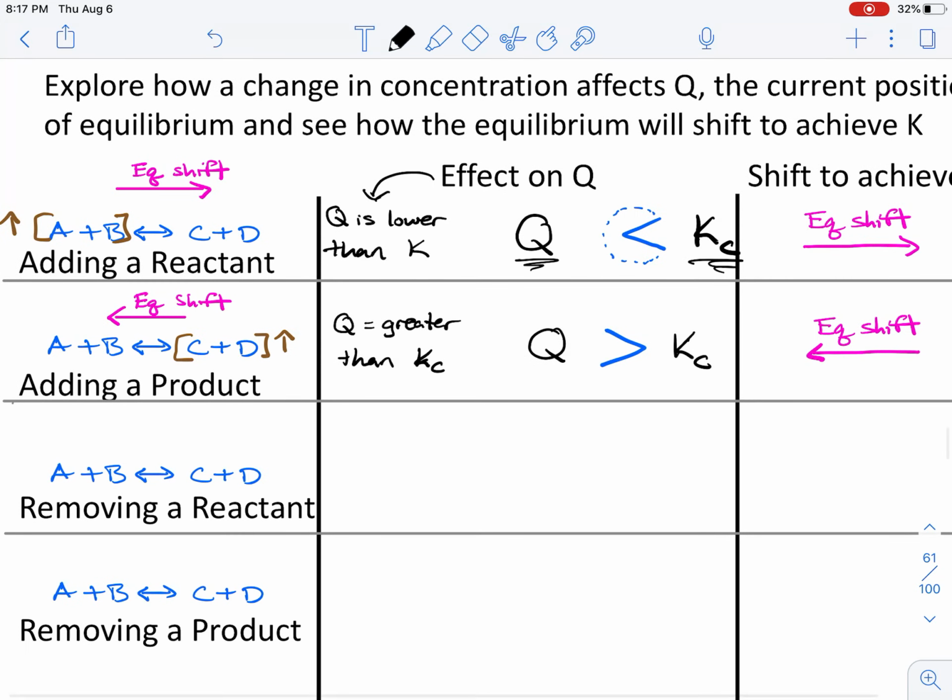And so what we're doing in a way is that we're kind of working backwards. So now that we know the shift in equilibrium, what's the relationship between Q and K? Okay, and so if it's shifting to the right, then that means K is greater than Q. So we have a decreased value of Q. If the equilibrium is shifting to the left, Q is going to be greater than K.